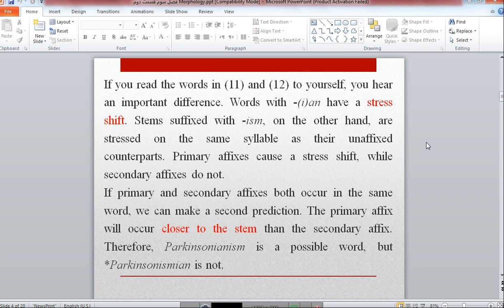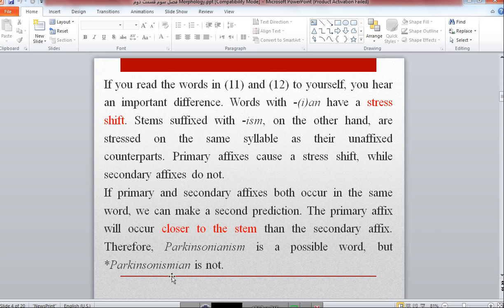Therefore, Parkinsonianism is a possible word, but Parkinsonismian is not. It's ungrammatical. So we should use the primary affix near the stem, then the secondary affix, and not vice versa.